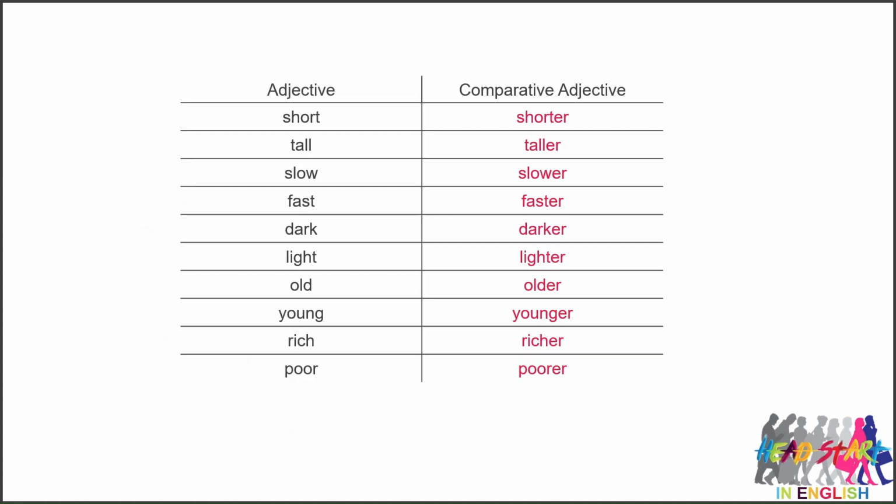So, did any patterns emerge? Well, the most common pattern should be adding er to the end of the adjective to form the comparative adjective. Let's look at the table. We've got some adjectives down the left column: short, tall, slow, fast, dark, etc. You're probably familiar with these. When we're making comparisons, we have to change the adjective to the comparative adjective. We do this by adding er. So short becomes shorter, tall becomes taller, slow becomes slower, fast becomes faster, dark darker, light lighter, old older, young younger, rich richer, poor poorer, and so on.